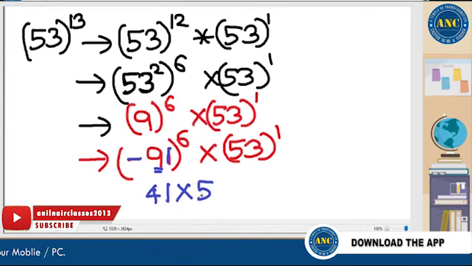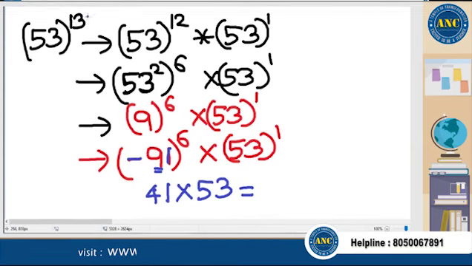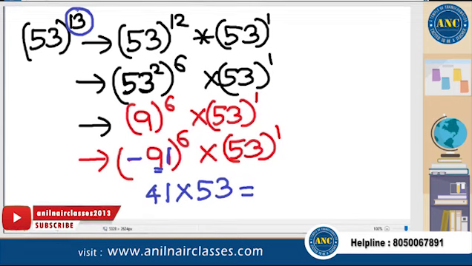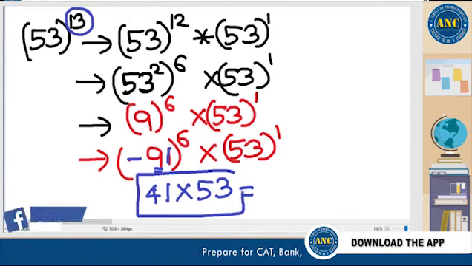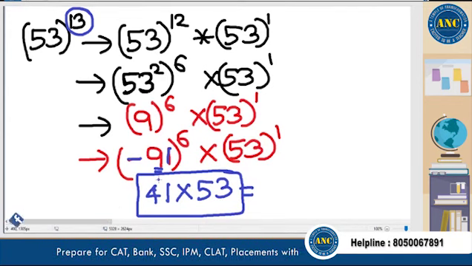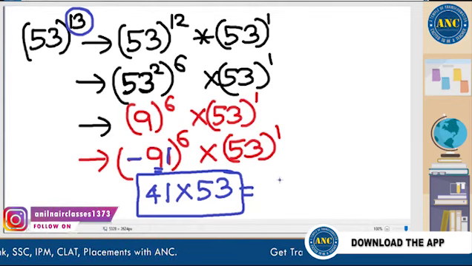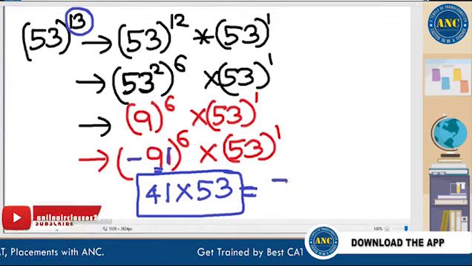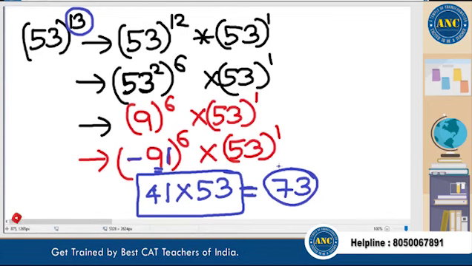4. 41 into 53. That means whenever the power is an odd power in type 3, the only extra thing is that in the last step you need to multiply two numbers, find the value, and take the last two digits. You need not find the entire value; the last two digits are what is important. When I multiply 41 and 53, I should get the last two digits as 73. The answer for this question is 73.